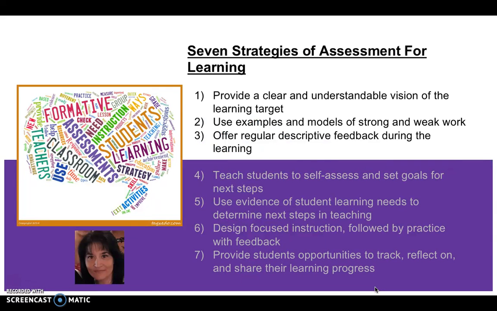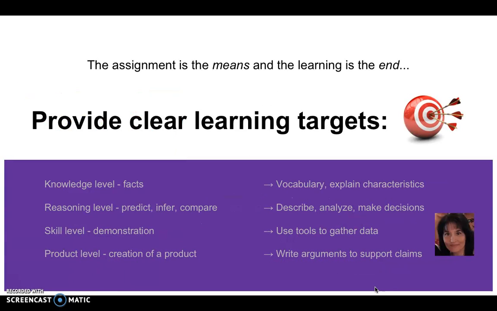7 strategies of assessment: clear learning targets, give examples of strong and weak work, give descriptive feedback, teach students to self-assess and set goals to determine next steps, provide practice with feedback, and have students track, reflect, and share their learning. Clear learning targets are essential.